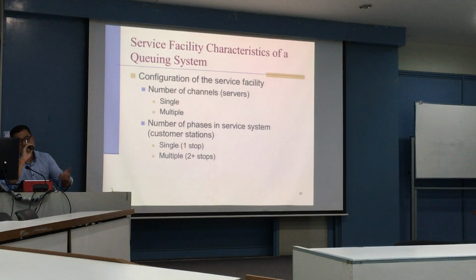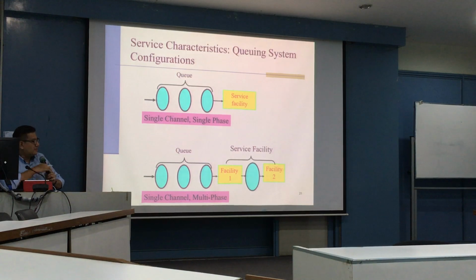But for multiple phase, you can think about the hospital, where the customer stops by to see the doctor, and then the next station they stop at the cashier, and the next station they stop at the counter for getting the medicine to take back home. So we will study all this, okay? And this is just an example of the configurations that we see in the real world.